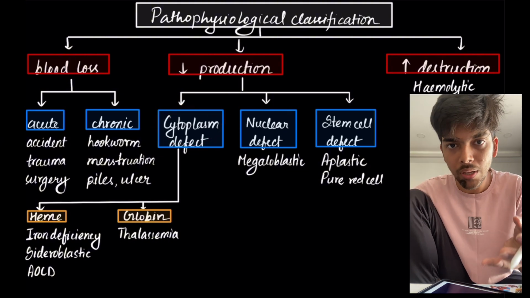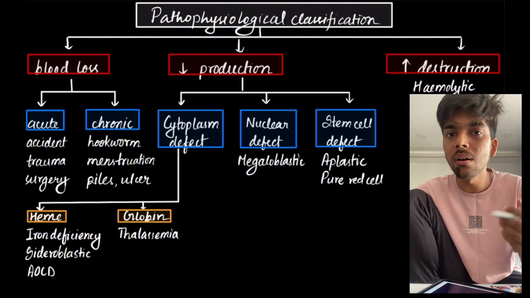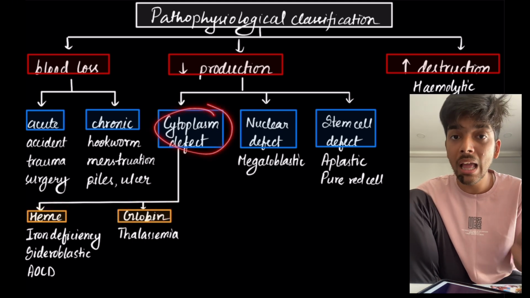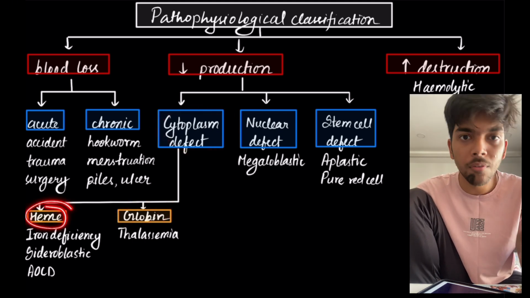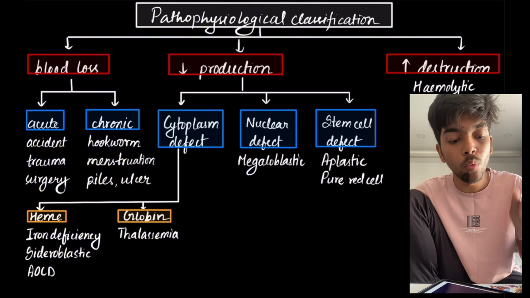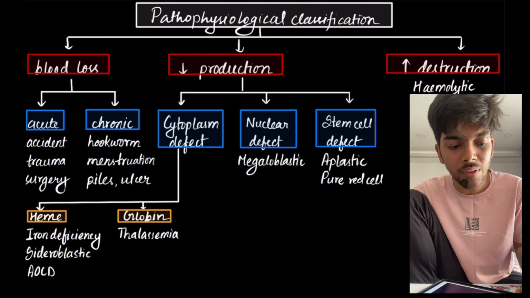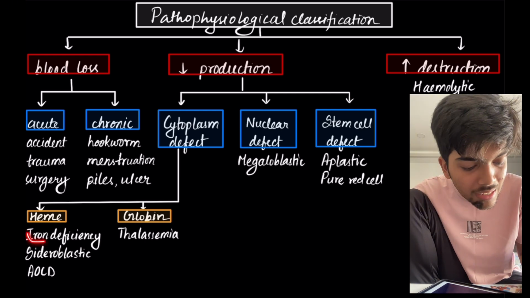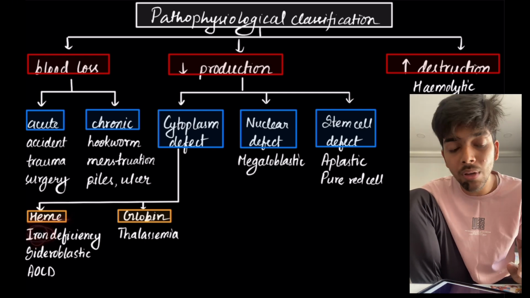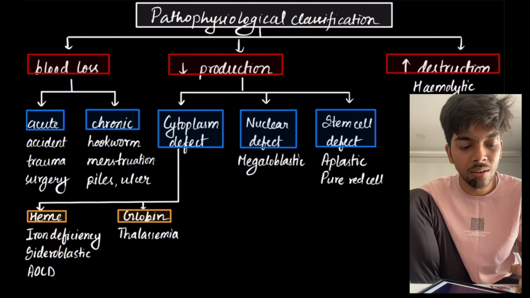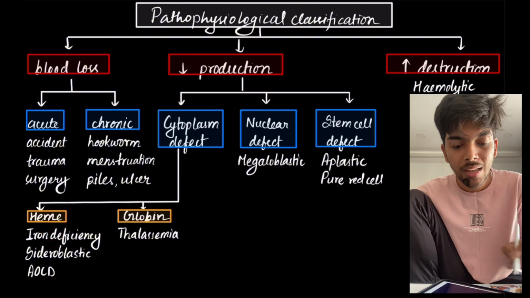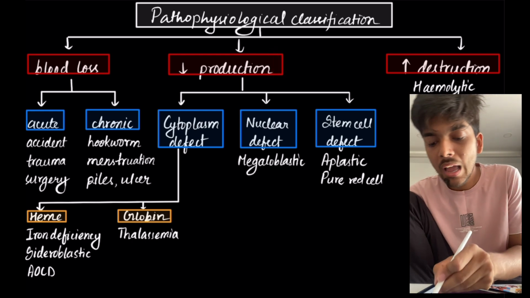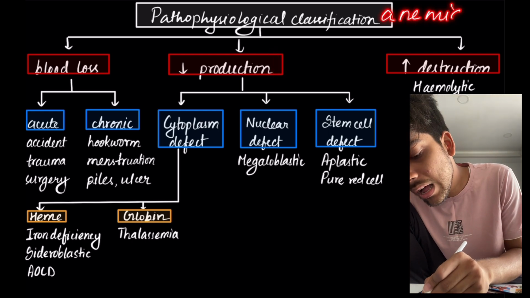Cytoplasm is composed of hemoglobin, and hemoglobin contains two parts, heme and globin. So cytoplasm defect can occur due to defect in production of heme, and the anemia in which defect in production of heme takes place is iron deficiency anemia. The reason being, iron is required for the formation of heme. So if there is deficiency of iron, there is defect in heme production, there is defect in cytoplasm production, there is decreased production, and you have anemia.